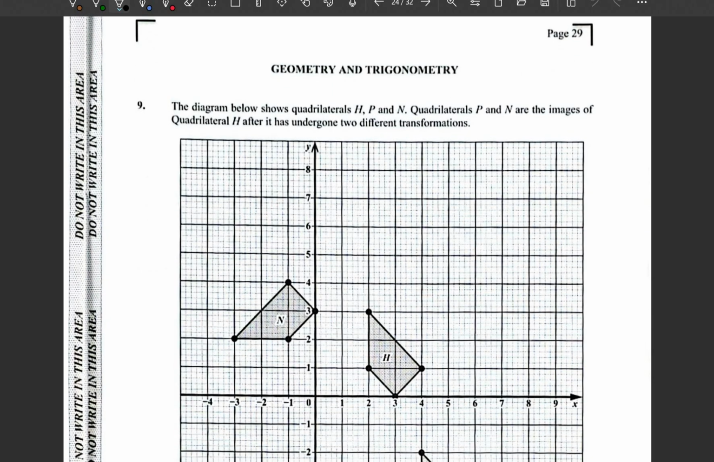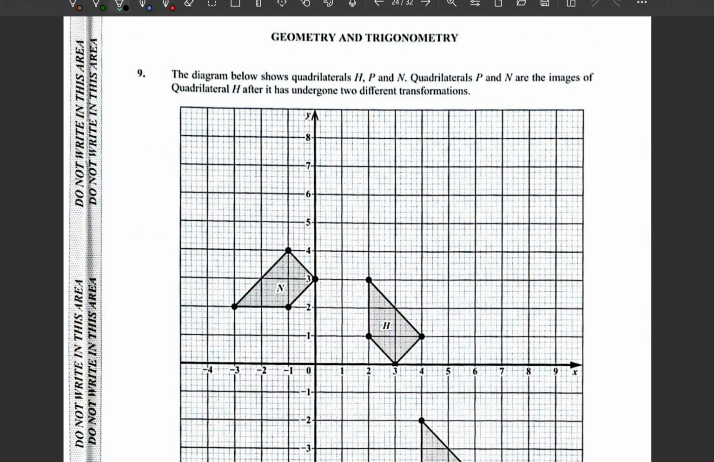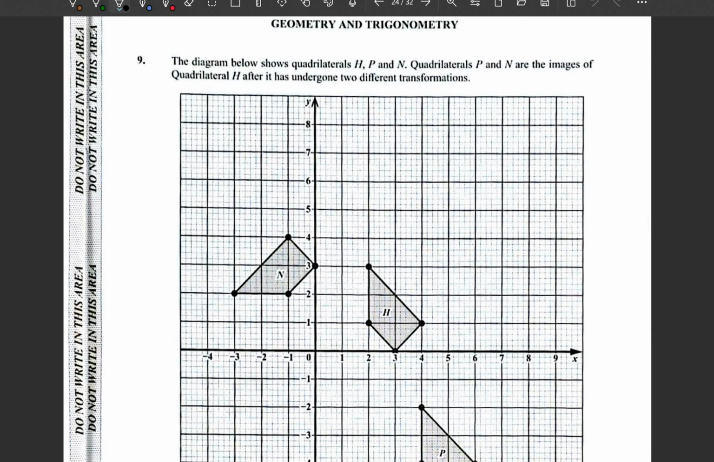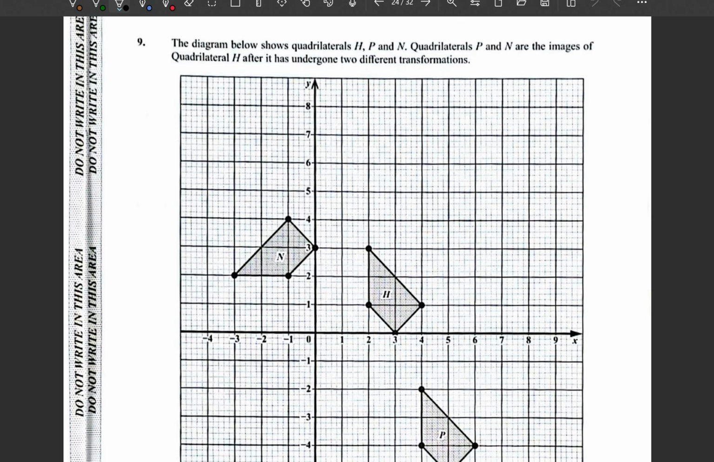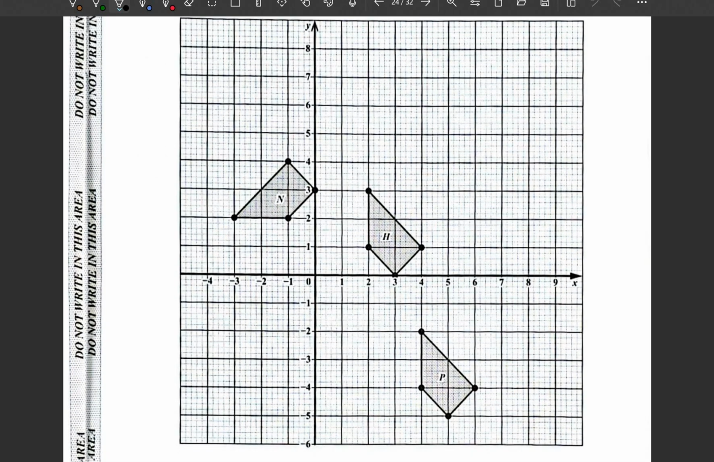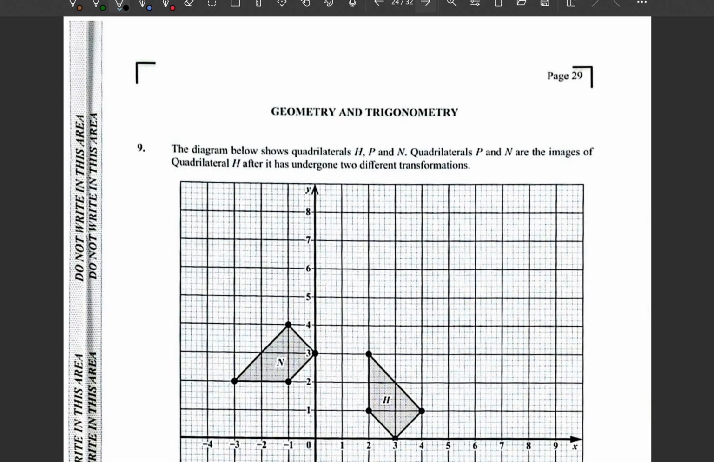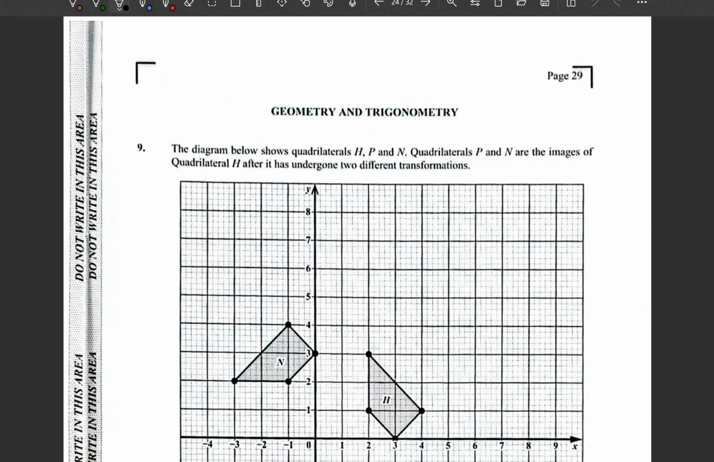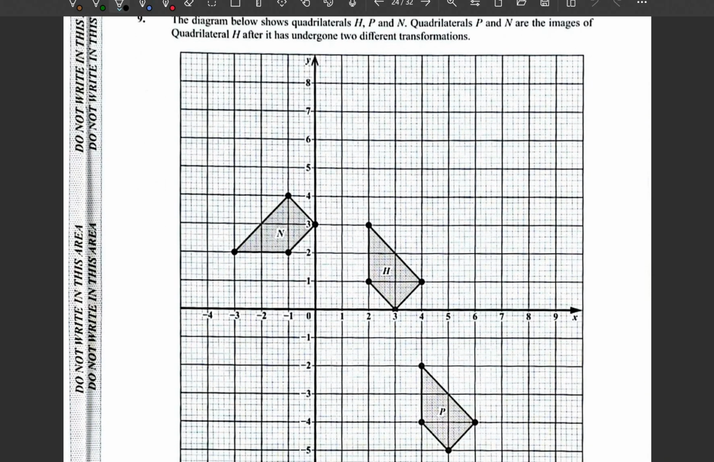Question 9, we have a diagram below showing quadrilaterals H, P, and N. Quadrilaterals N and P are the images of quadrilateral H after it has undergone two different transformations. Part A wants us to fully describe the single transformation that maps quadrilateral H onto quadrilateral N. So H onto N.